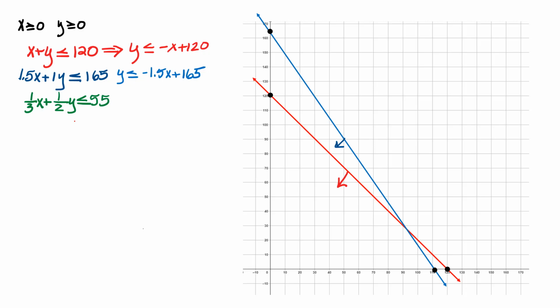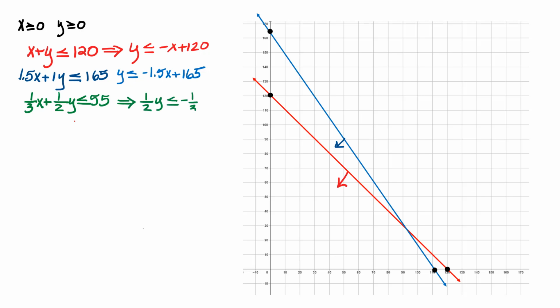So this takes a third of an hour of labor for each wheat loaf and a half hour of labor for each cheese loaf. So 1/3 x plus 1/2 y has to be less than or equal to 55 total hours of labor. So these are all the conditions on this, and we're going to go ahead and do the green line. So we'll get y by itself.